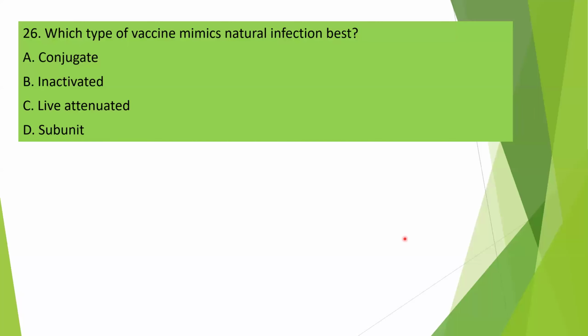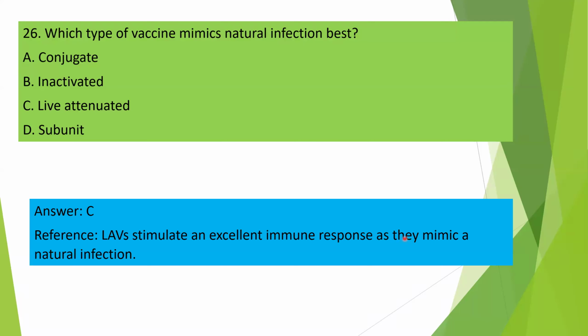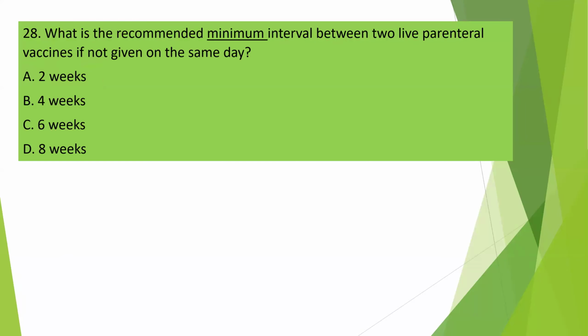Now, what's the next question? Which type of vaccine mimics natural infection best? Conjugate, inactivated, live attenuated, subunit. Live. Okay, read the answer. Live attenuated vaccines give an excellent immune response as they mimic a natural infection.